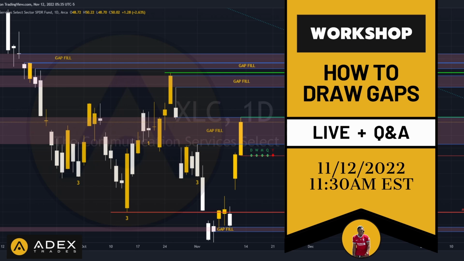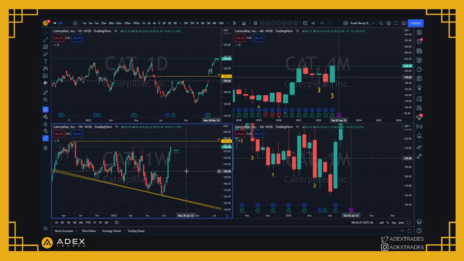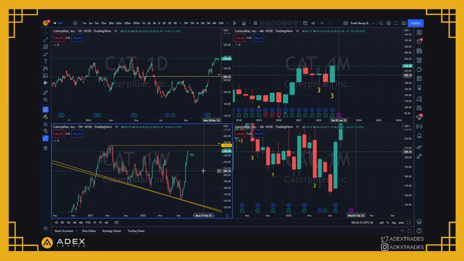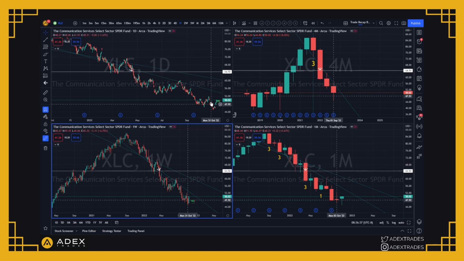Okay. All right. So let's begin the workshop. How to draw gaps, live and Q&A. All right. So, pretty simple. I don't want to go into too much. I'm going to be having blank charts, and I'm also going to be using just the standard colors with a green and red color, right? And let me go to the first example I wanted to show, which is XLC.